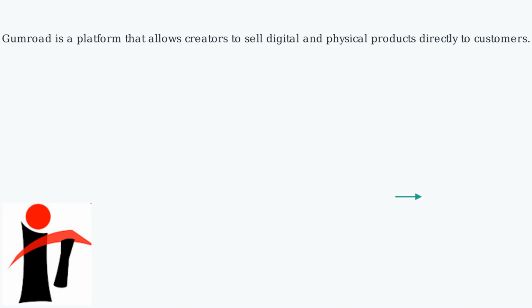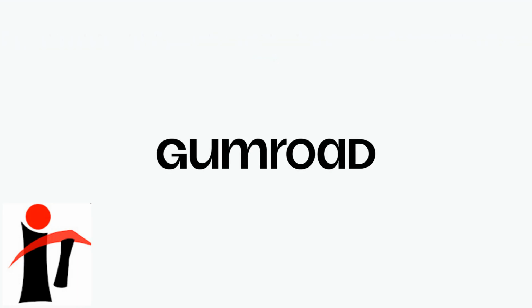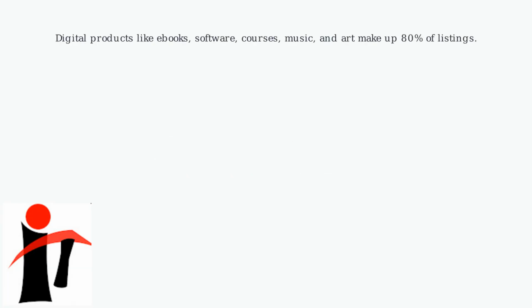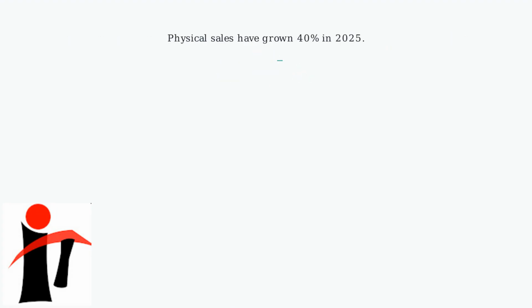Gumroad is a platform that allows creators to sell digital and physical products directly to customers. Adding a product to Gumroad is easy. Digital products like ebooks, software, courses, music, and art make up 80% of listings. Physical sales have grown 40% in 2025.